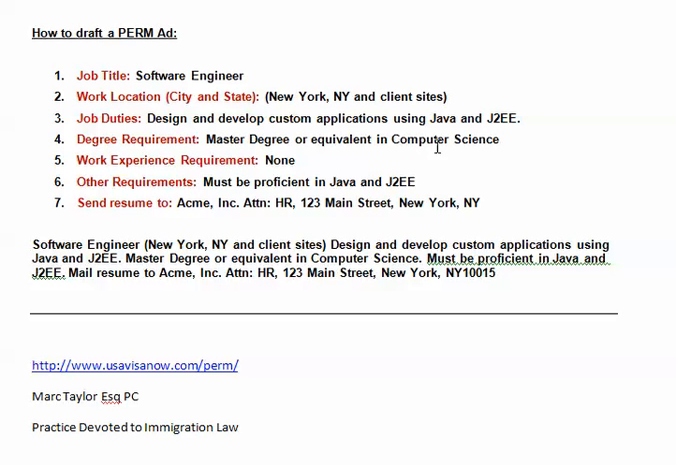The fifth element is the work experience requirement. In this case, there's none for our sample, but it could easily be 2 months, 2 years. There are other issues regarding the work experience requirement, but for this video, this example has none. The sixth element is other requirements. In this case, the applicant must be proficient in Java and J2EE.